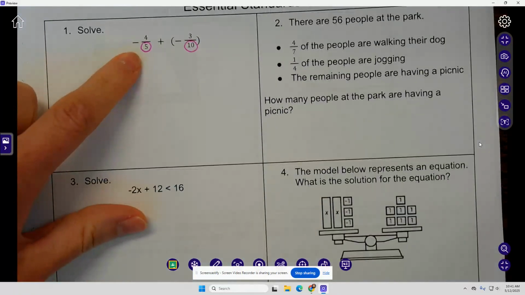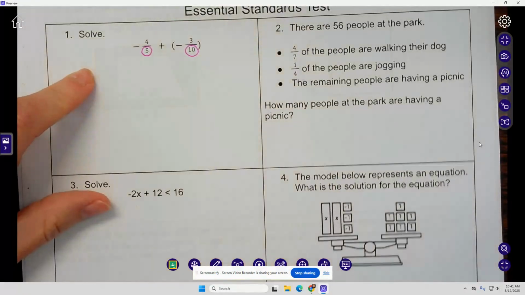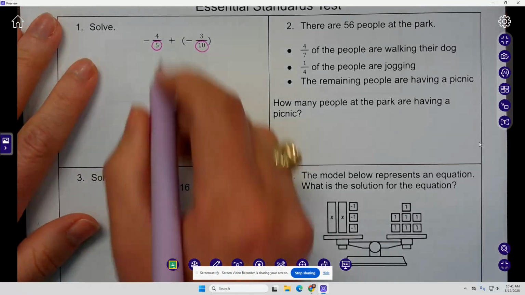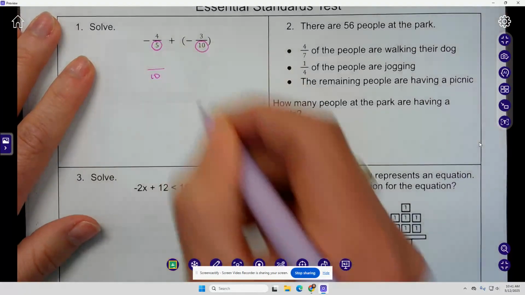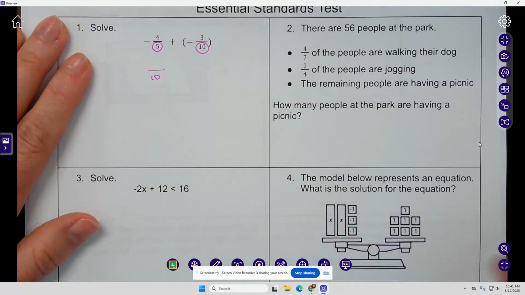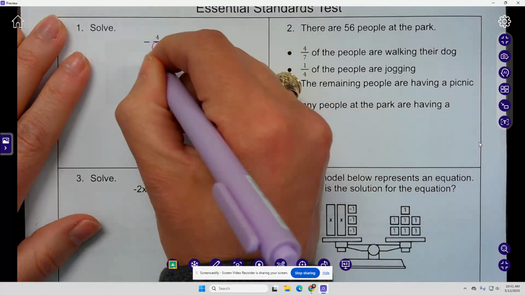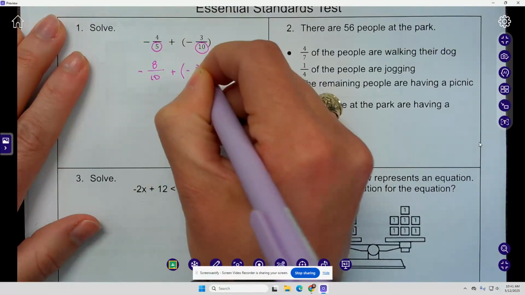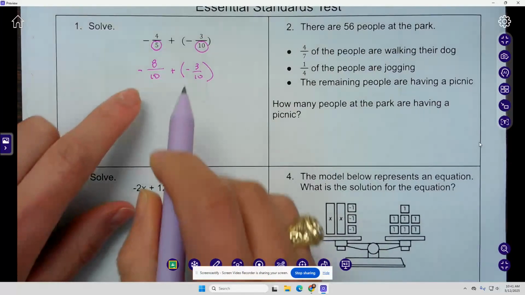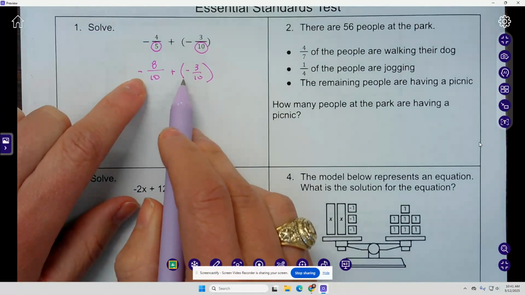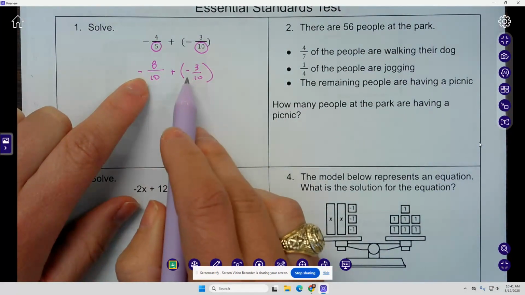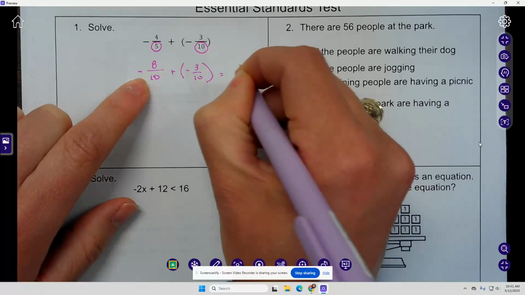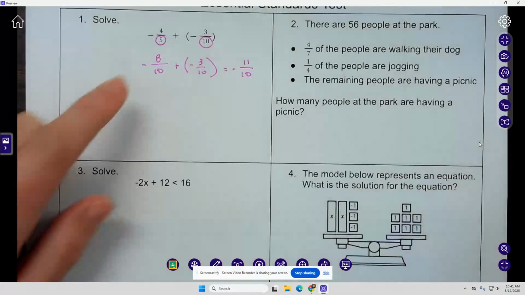So I need to take this fraction and rewrite it so I have a denominator of 10. I see that 5 times 2 is 10, and whatever I do on the bottom I have to do on the top. So 4 times 2 is 8, and then I can't forget that negative. So now I'm going to rewrite my problem, and I have to follow my integer rules. When my signs are the same, I add. So 8 plus 3 is 11, and then I don't add my denominators and I keep that sign.